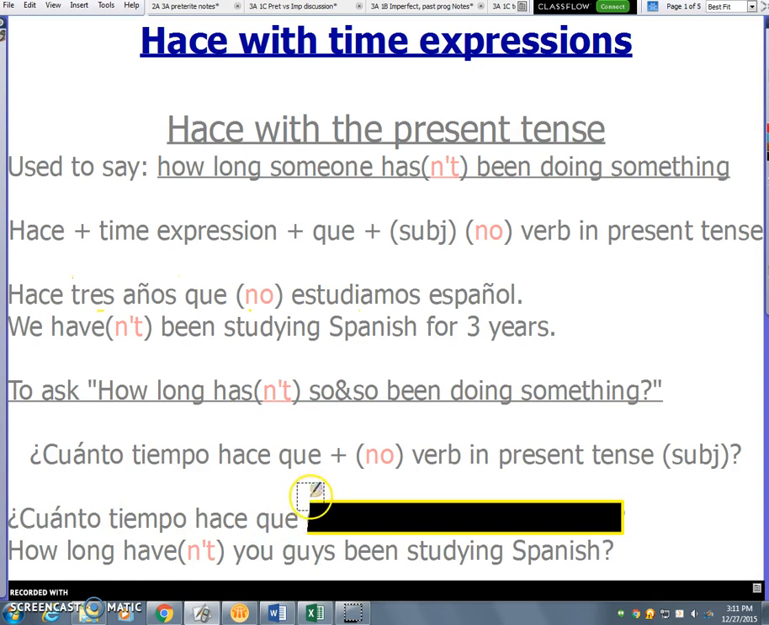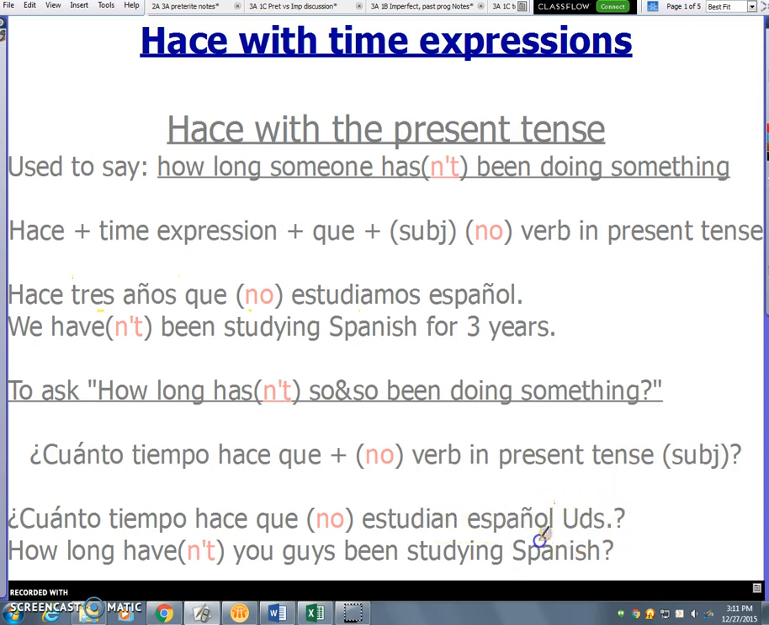And if I want no, that's where it goes. And then my present tense form of estudiar for you guys is estudian español. And I do want my subject in this one because otherwise it could be they, so ustedes. And here is just a little crash course in hace with the present tense.